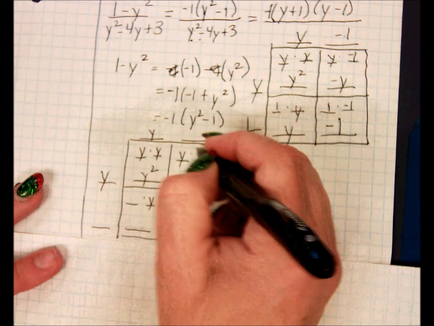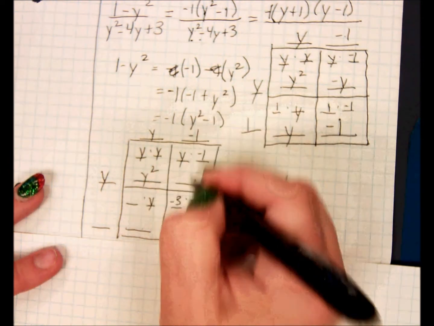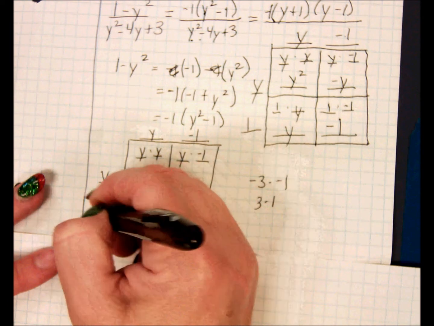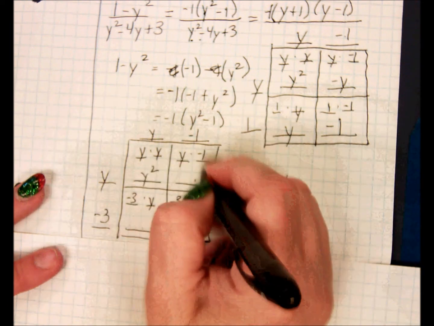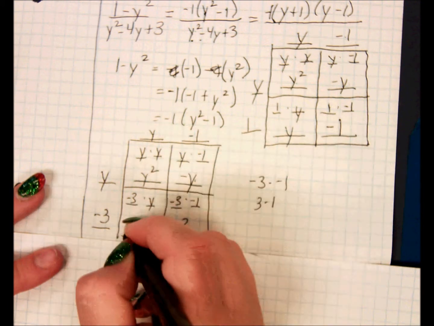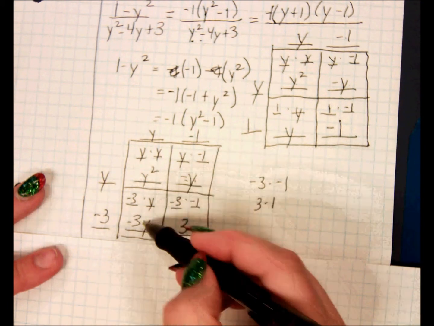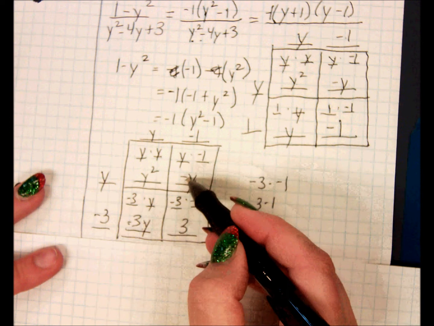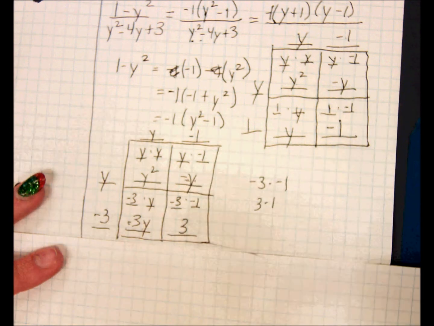Again, these two are going to share the minus 1. And these two are going to share the minus 3. When I multiply here, I get negative y and negative 3y. When I add these two together, it's a negative 3 and a negative 1 makes a negative 4. So I'm on the right track.